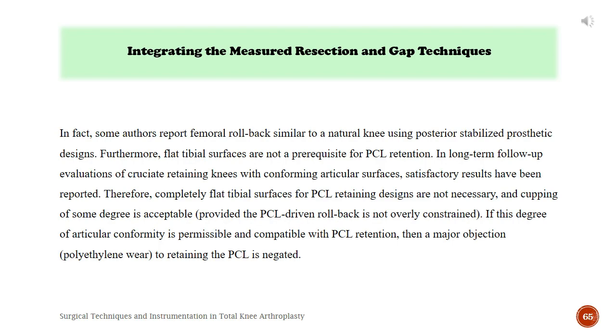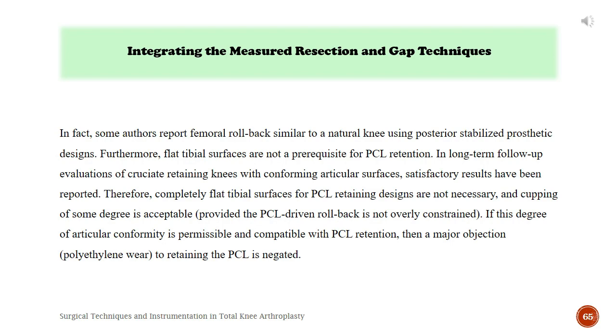In fact, some authors report femoral rollback similar to a natural knee using posterior stabilized prosthetic designs. Furthermore, flat tibial surfaces are not a prerequisite for PCL retention. In long-term follow-up evaluations of cruciate-retaining knees with conforming articular surfaces, satisfactory results have been reported. Therefore, completely flat tibial surfaces for PCL-retaining designs are not necessary, and cupping of some degree is acceptable, provided the PCL-driven rollback is not overly constrained.